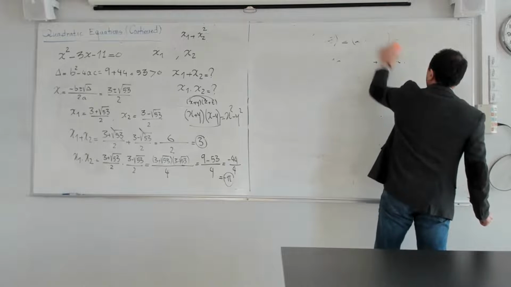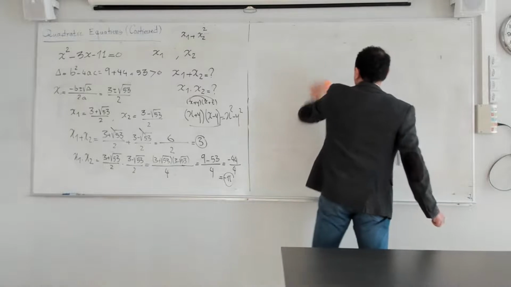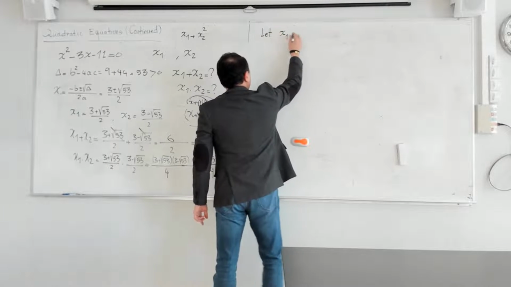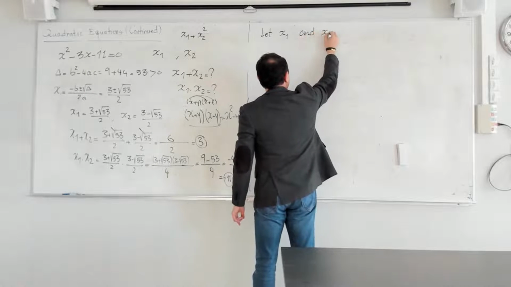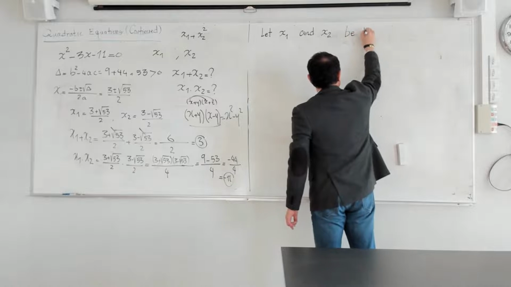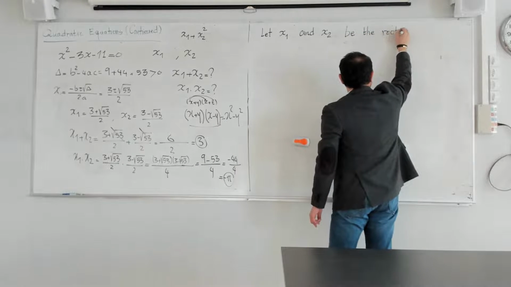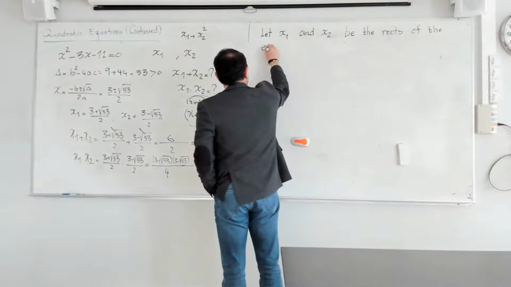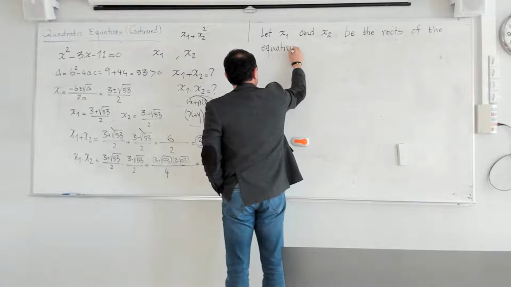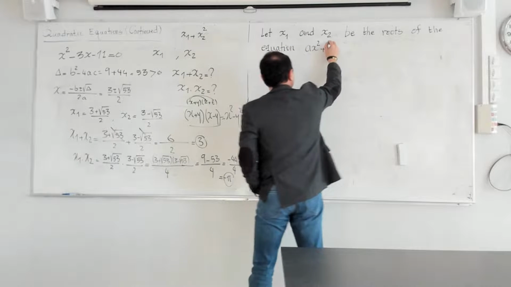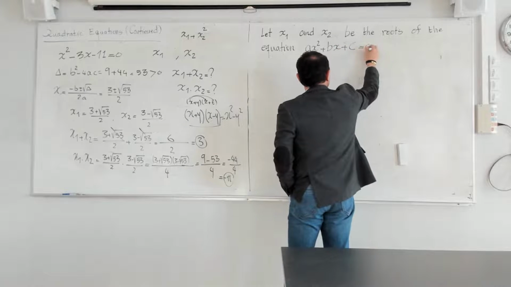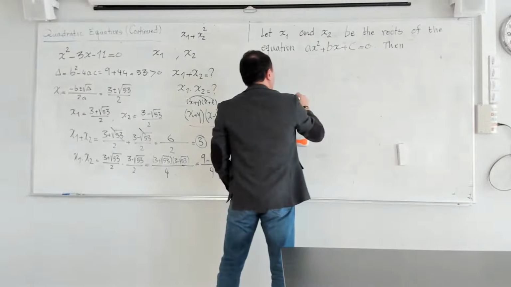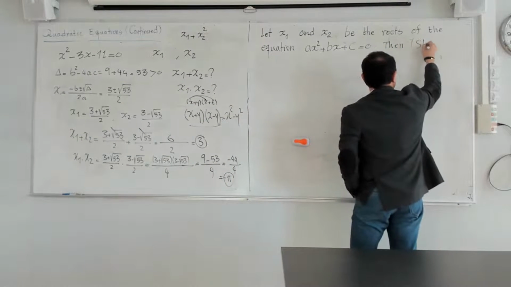So let me tell you what the question is. Let x1 and x2 be the roots of the equation ax squared plus bx plus c equals 0. Then, this is what I want you to show.